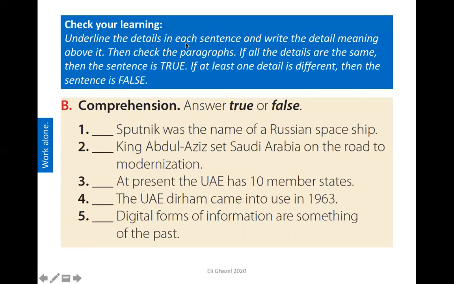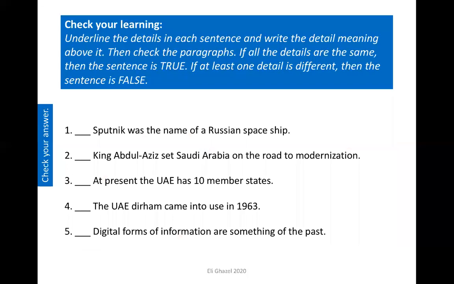Underline the details in each sentence, then write the detail meaning above it. Then go to the paragraphs. If all the details in this sentence are the same as all the details in the paragraph, then the sentence is true. But if at least one detail is different, then the sentence is false. So you give them time. Again, if this is the first time they do it, you might want to do one as a demo. So let's have a demo, okay?